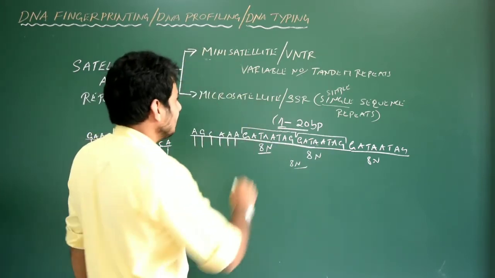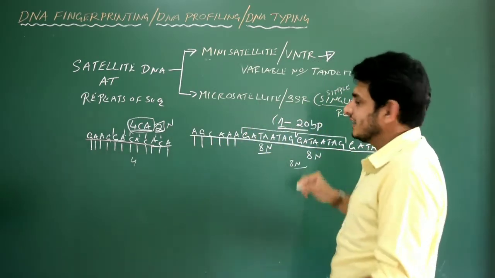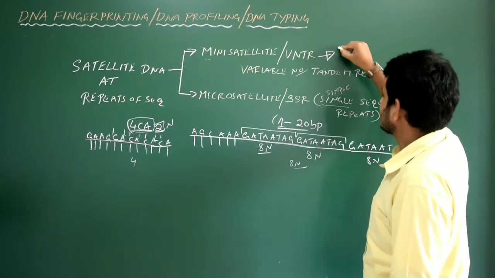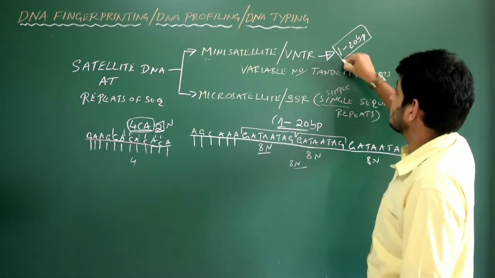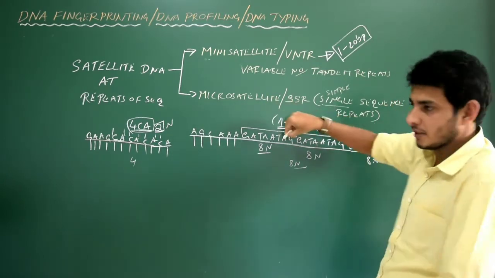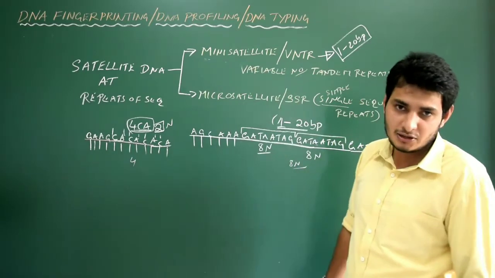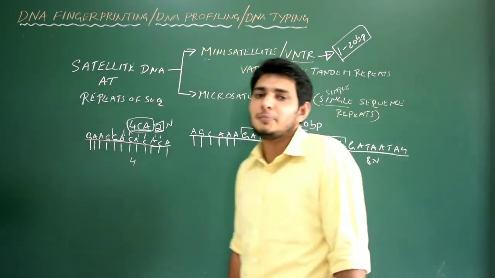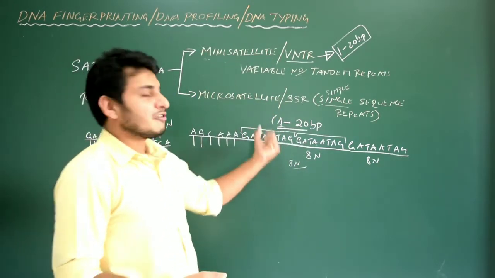What is mini satellite? The satellite DNA having repeated sequences which contain 1 to 20 base pairs, maximum 20. That means it is a bit longer compared to this. Correct? Okay. So that is called mini satellite. It is also called variable number tandem repeats. Why is it called variable number tandem repeats? It varies from person to person.